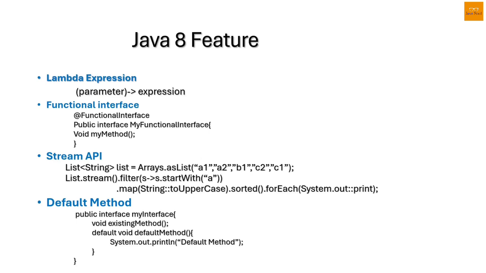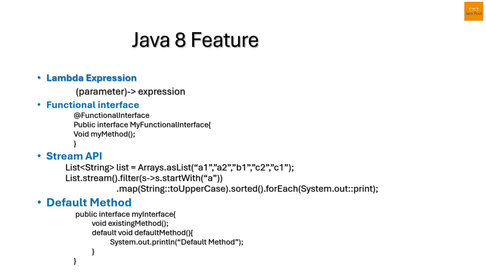Now we'll discuss the second feature, functional interface. An interface which has exactly one abstract method is called a functional interface, and these interfaces can have multiple default or static methods. There are a few common functional interfaces like Runnable, Callable, Comparator, Function, Predicate, Consumer, etc.